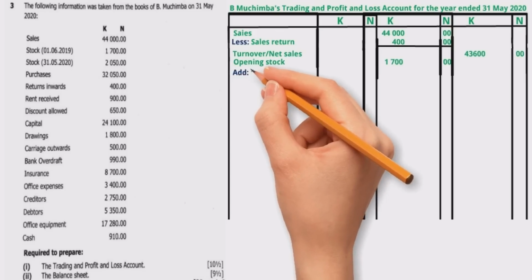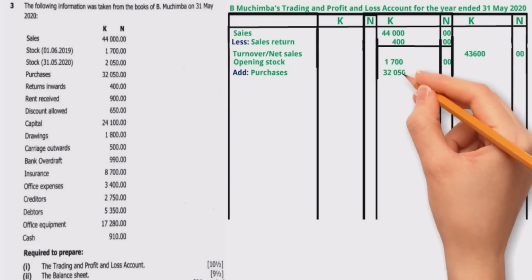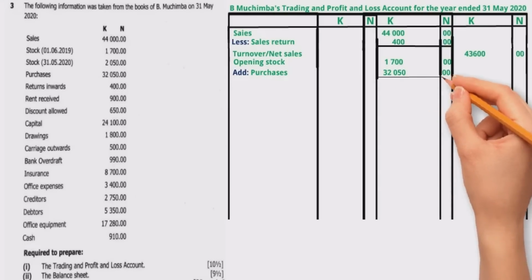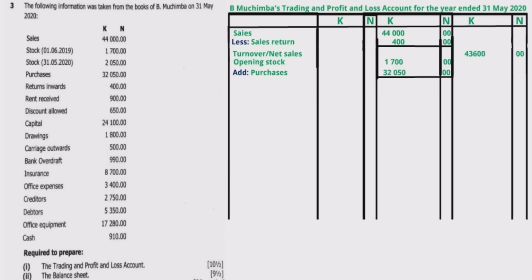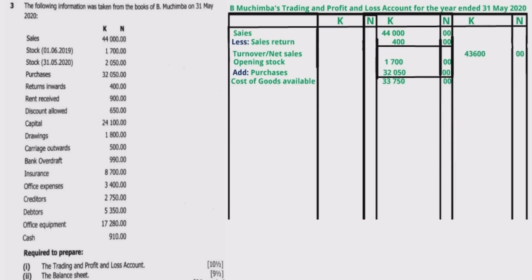And then I'm going to add the purchases. The purchases were 32,050 kwacha, and when I add 1,700 plus 32,050 kwacha it will give me 33,750 kwacha. Remember, I'm punching these in my calculator, and I encourage you to do the same thing. Don't be too over intelligent. Punch them, because any slight mistake will make everything wrong. So I've got 33,750 kwacha. That is the cost of goods available.